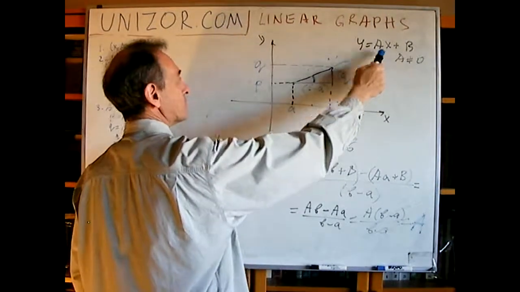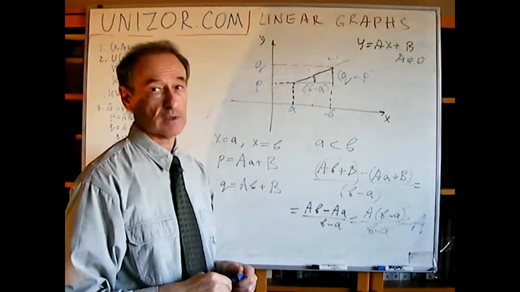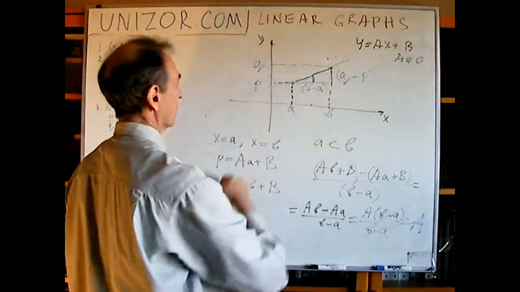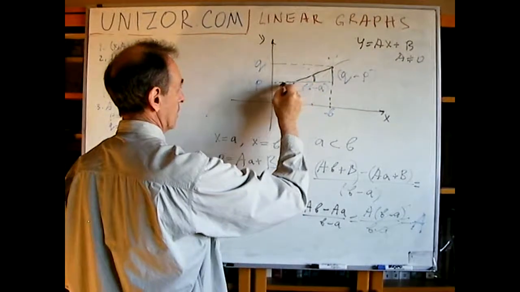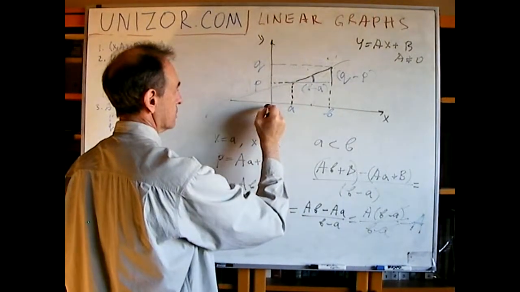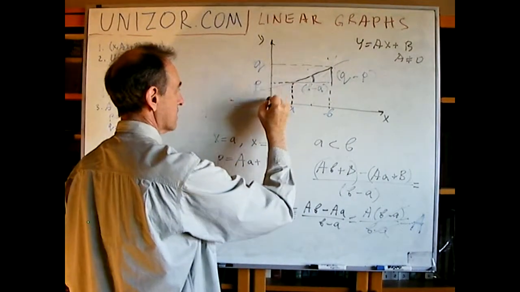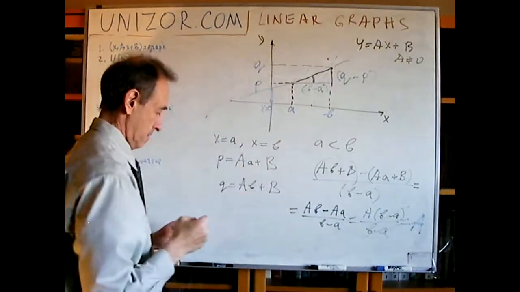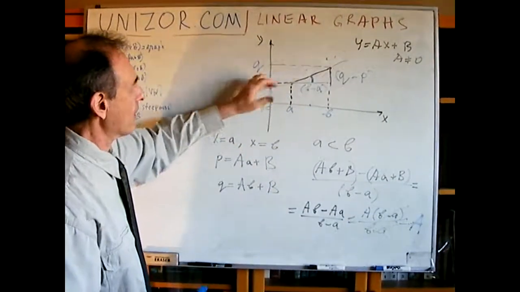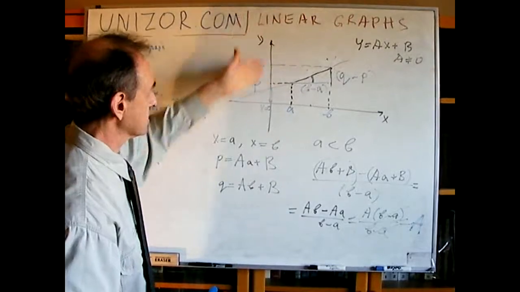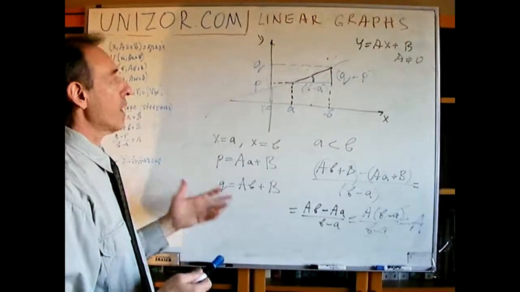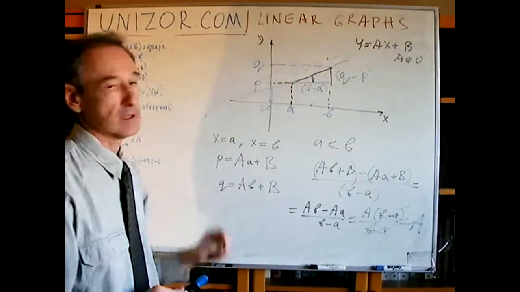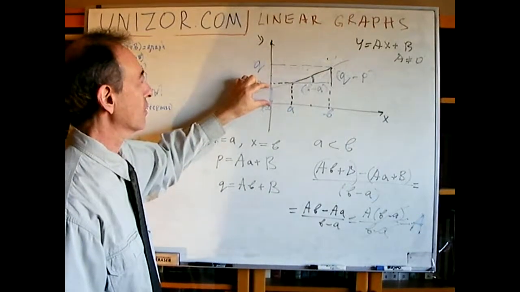Now, what is b? Well, substitute into this x equals 0. Graphically, if x is equal to 0, it's this distance, which means that's where the graph intersects the y-axis. And that's why b is called the y-intercept. So this is the value of b.